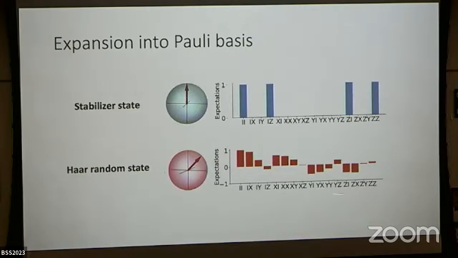Okay, but then what if I see something like this, right? This is an example of a Haar random state. And now if I expand in the Pauli basis, I have all kinds of different Paulis popping up. It's distributed all over this basis. So you can already intuit how you could use this distribution over all possible Paulis as an indication of the amount of magic in a state. So a Haar random state definitely has magic, as opposed to a stabilizer state, which doesn't.